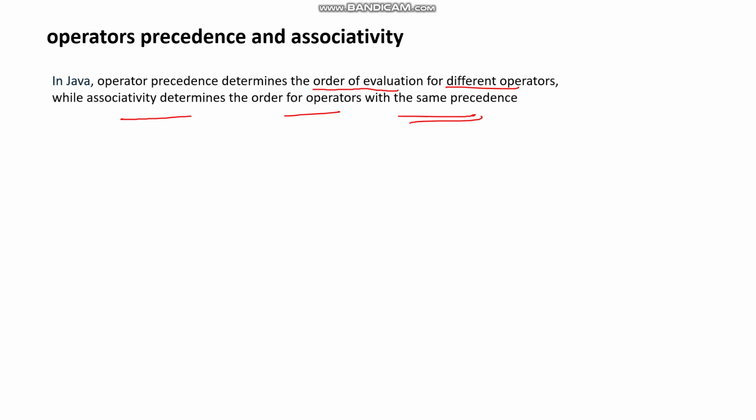Whenever we have operators at the same level, associativity decides the order, for example starting from the left or from the right.